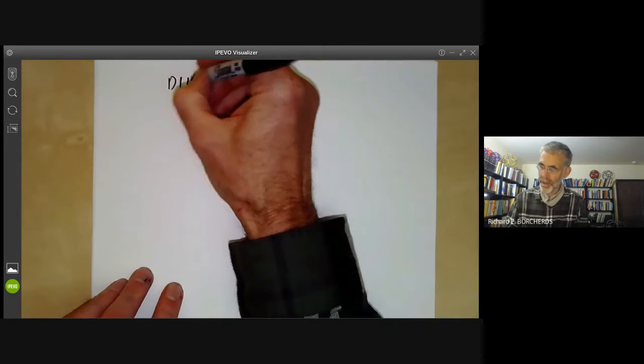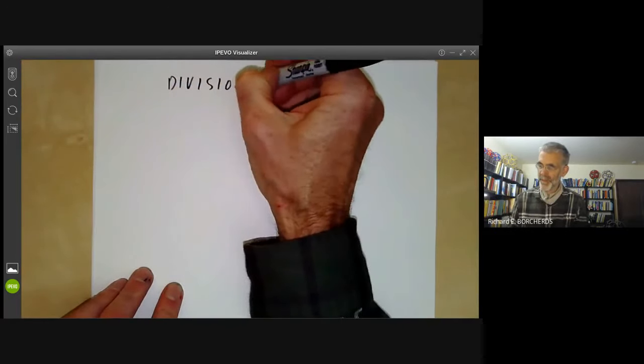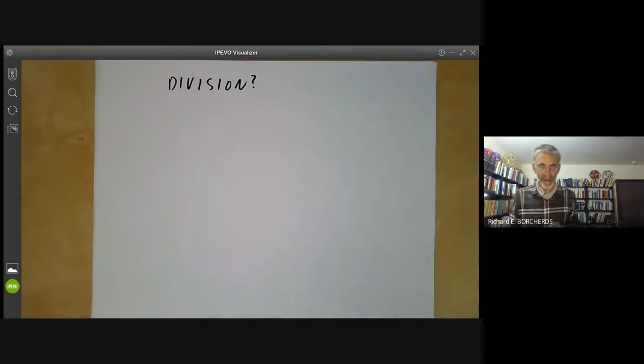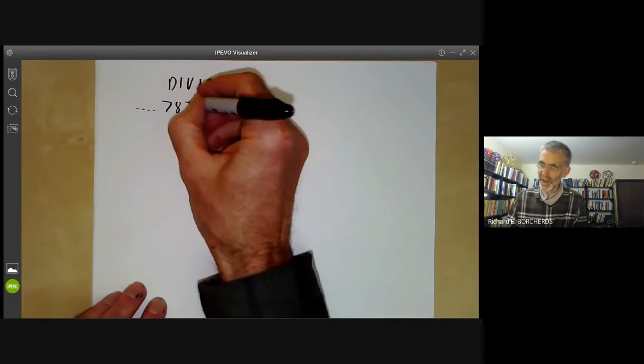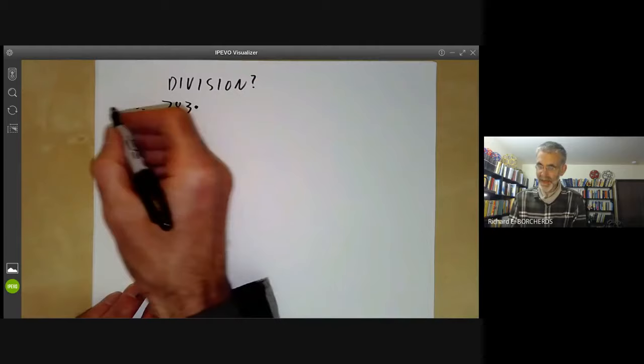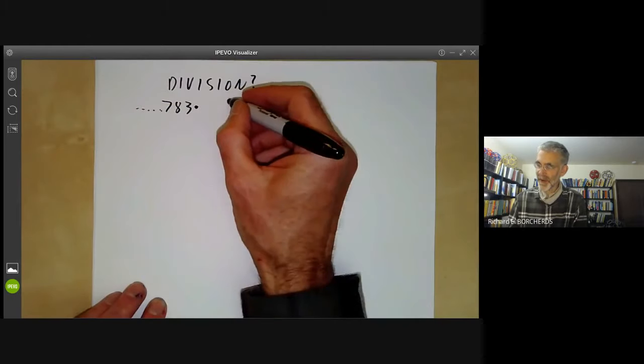We've done addition, subtraction, and multiplication. What about division? Can we divide 10-adic integers? Well, not always. So let's try dividing a 10-adic integer like ...783 by 2.